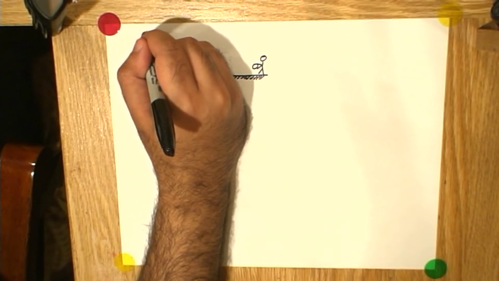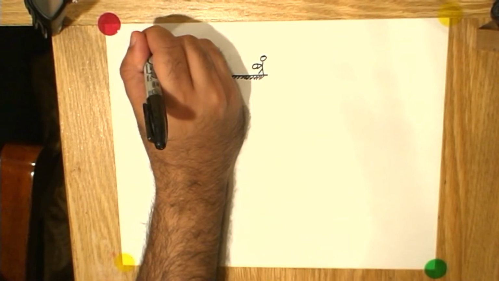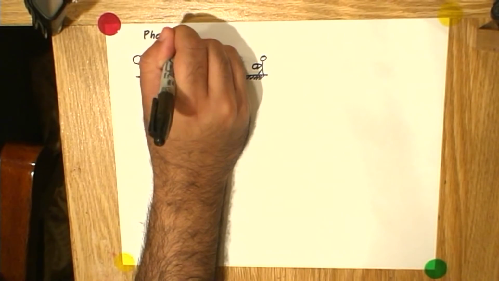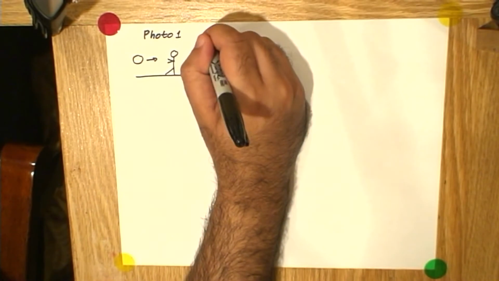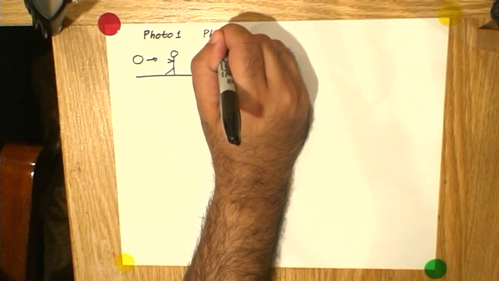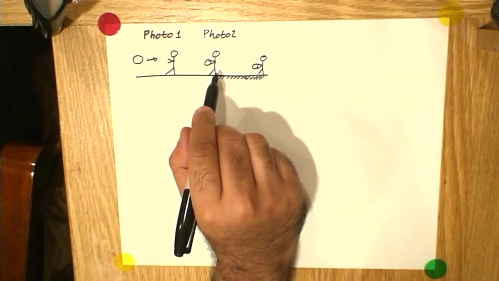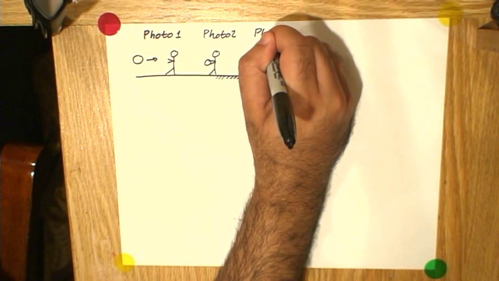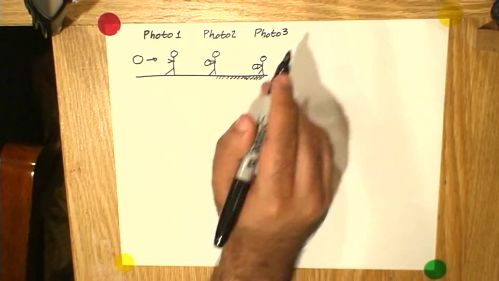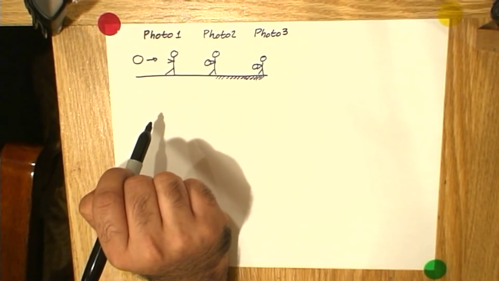I'm going to call photo 1 a photo that was taken before the ball was caught. Photo 2 is a nanosecond after the ball was caught, and photo 3 when this character comes to a stop.